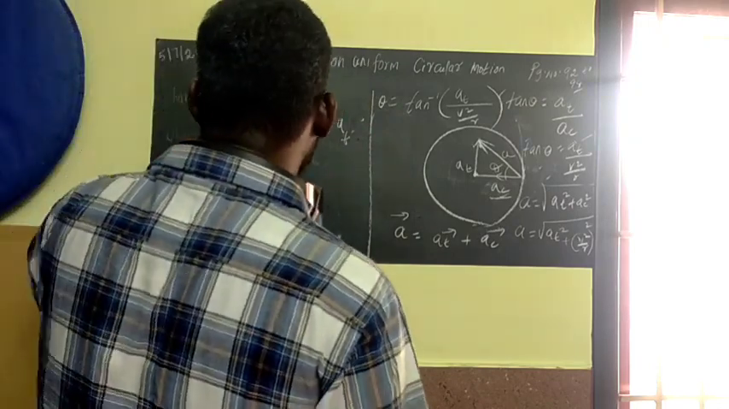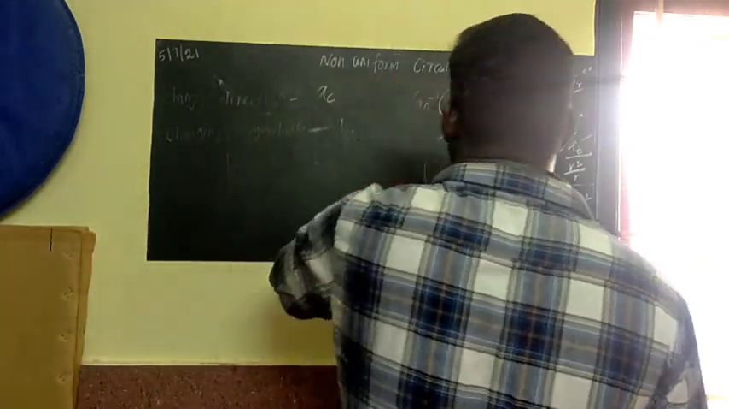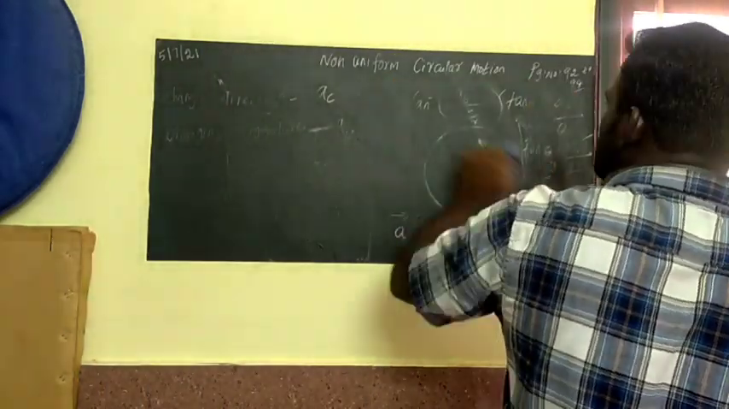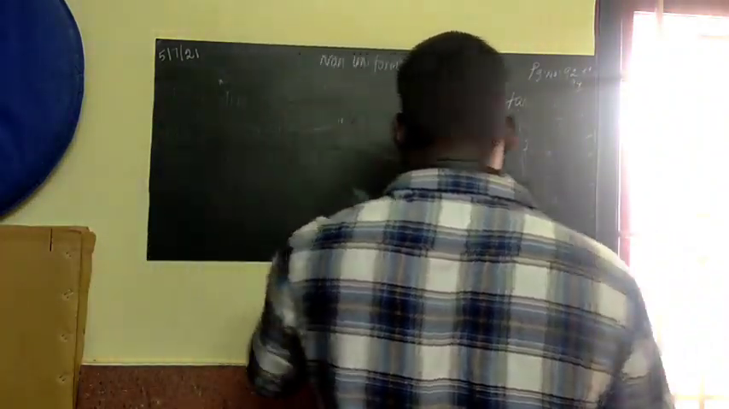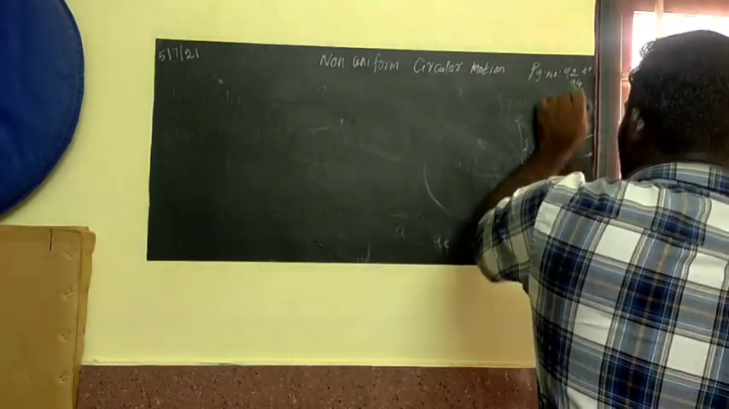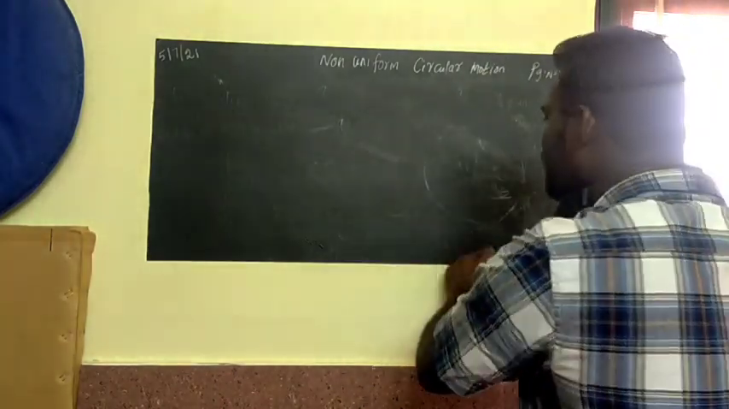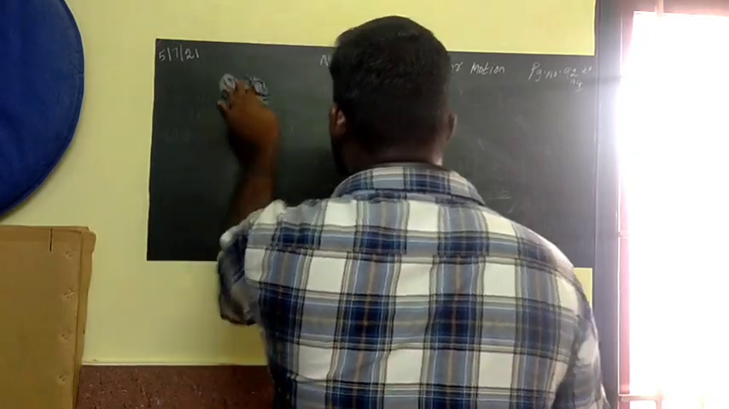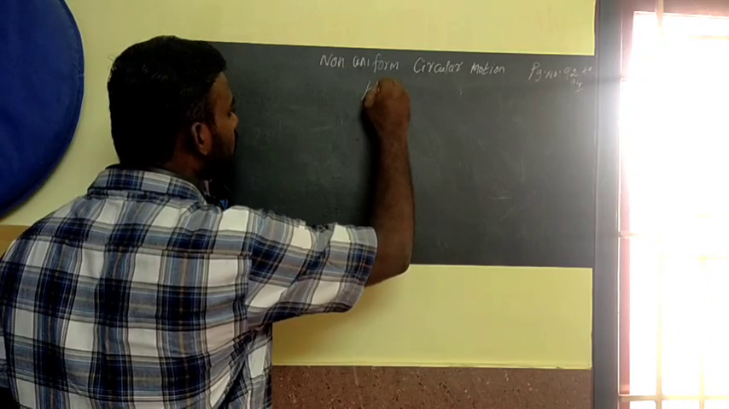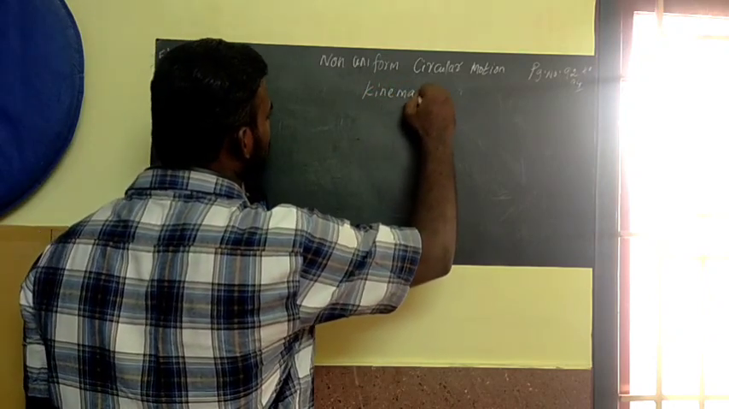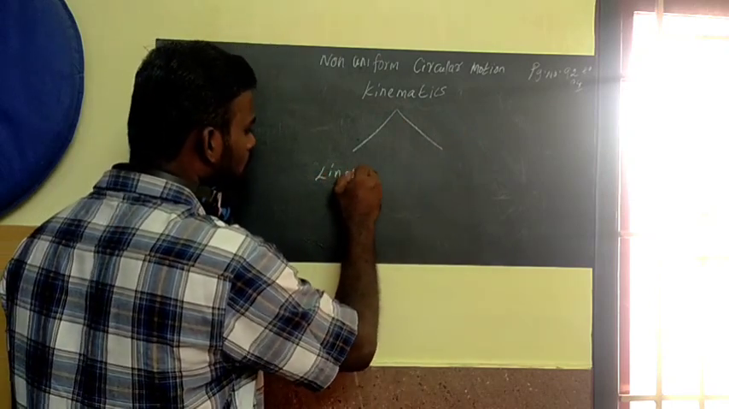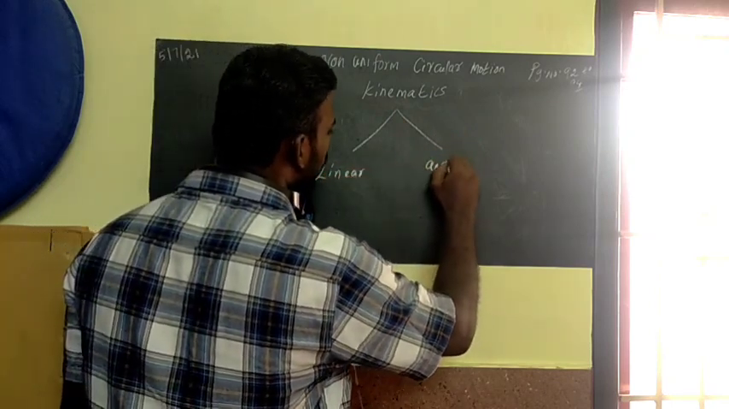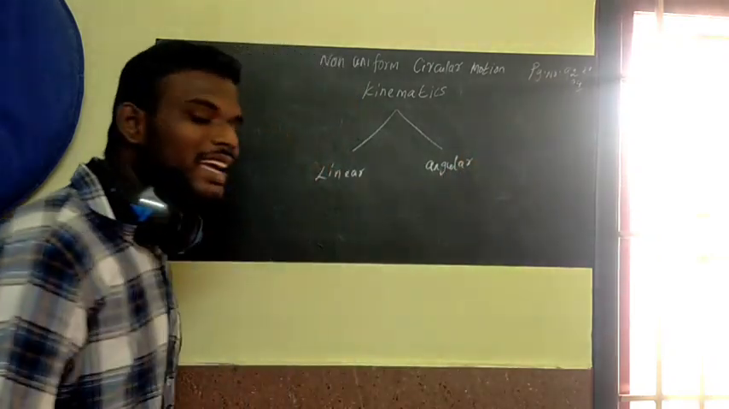Next, we are going to write some equations for angular circular motion, because in kinematics we are discussing two types of motions. One is linear motion, and the next one is called angular motion. So in kinematics we have two types of motion we are discussing: one is linear, and the next one is angular.